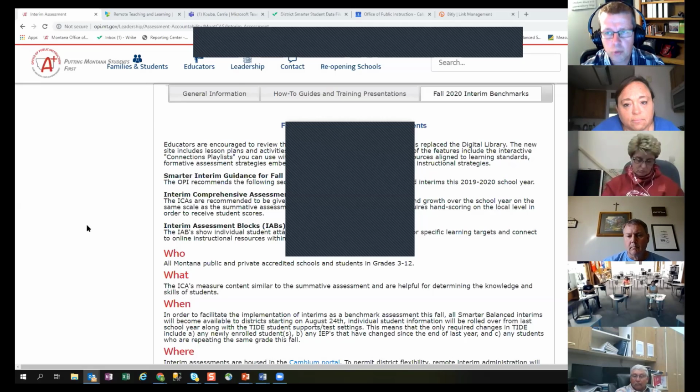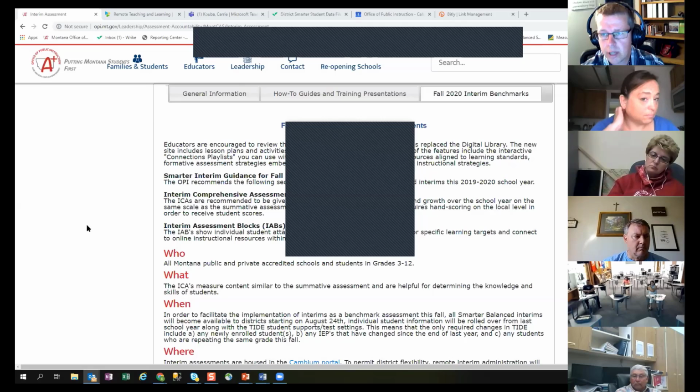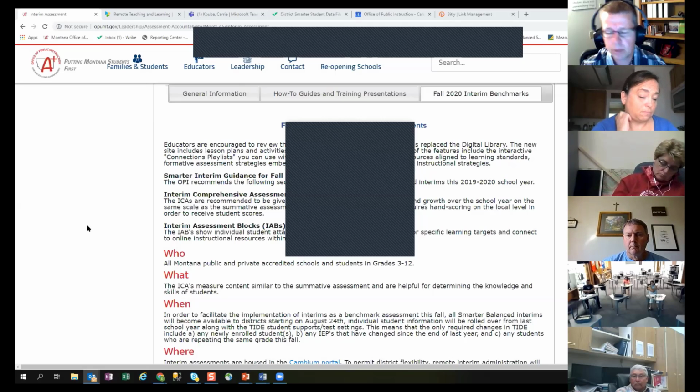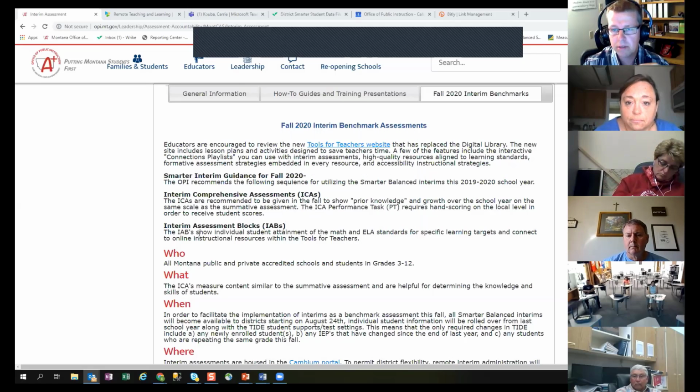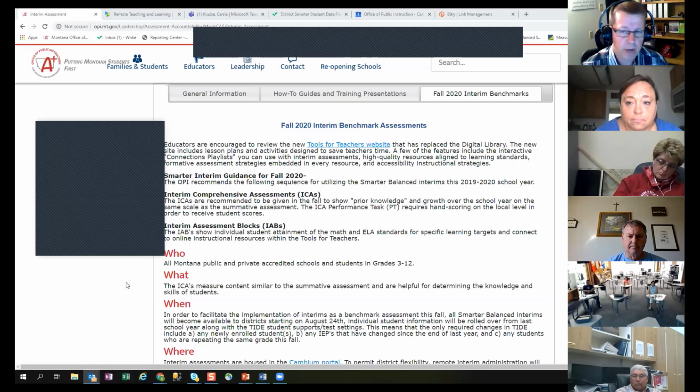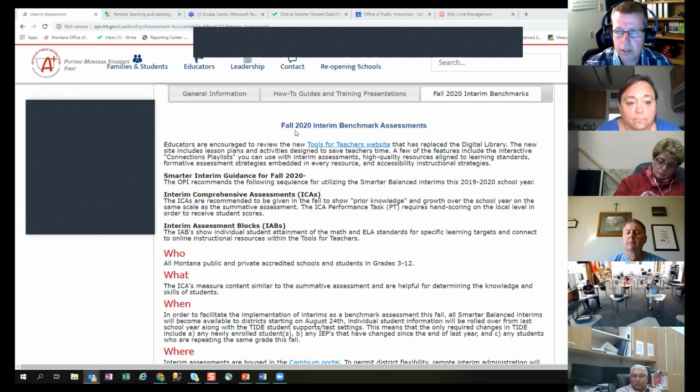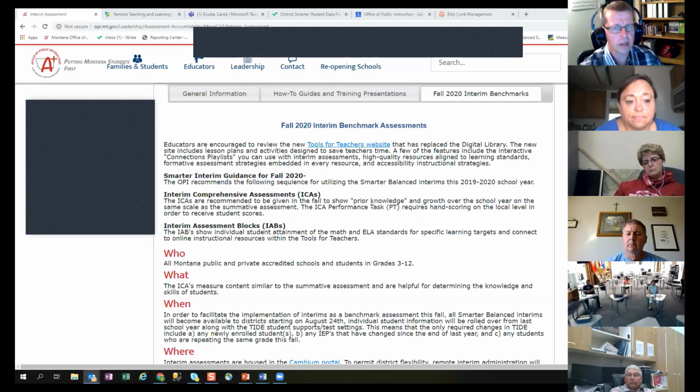Now, science will be putting out interims this year as well. Those interims are going to be more limited in scope for the first year. They are going to be very similar to your focused interim blocks, small little, they're called testlets. Those will not be available until September 15th rather than the August 24th date. So I believe for the purpose of this conversation, it is the interim math ELA ICAs that we're talking about. But yes, I hope that answers your science question.